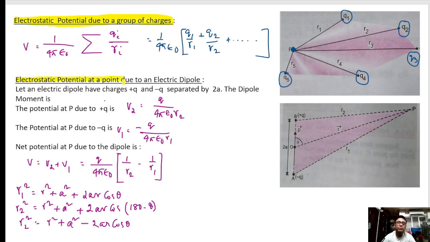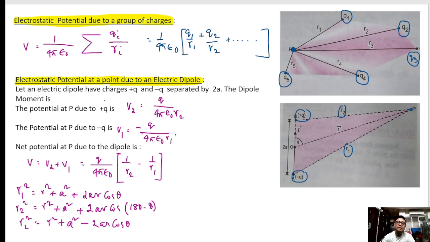Electrostatic potential at a point due to an electric dipole. Now watch this, very, very important. I want to find out what is the potential. This is a dipole, equal and opposite charges separated by a distance 2a. I want to find out what is the potential at this point. What is the potential due to the dipole? Let the distance from the center be R, and this is R1 and this is R2, and let the direction displacement make angle theta. So the electric dipole moment is from the negative to the positive, as you can see.